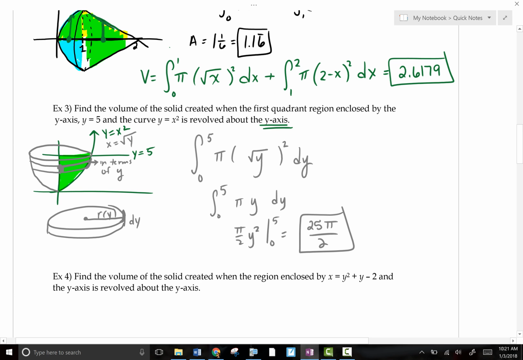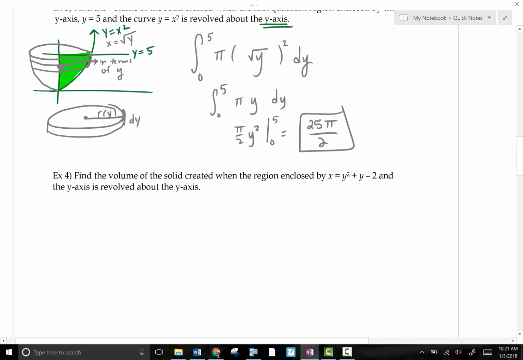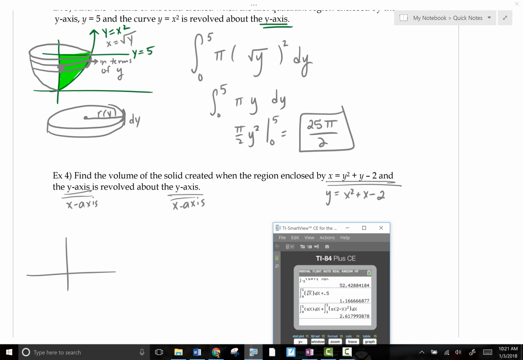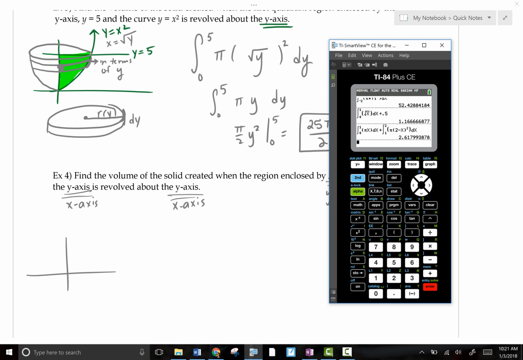Okay? And I can do much the same thing with this last one. The region enclosed by this and the y-axis is revolved around the y-axis, but I really like to see it. So you know what I'm going to do? I'm just going to change all the y's and all the x's. So I'm going to graph this as y equals x squared plus x minus 2. I'm going to bound it also by the x-axis, and I'm going to spin it around the x-axis. And now, no more y's are needed. Bye-bye, y.